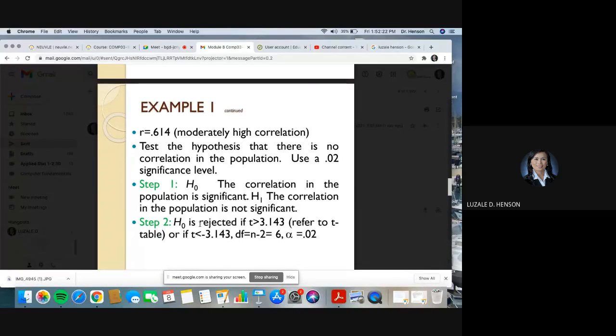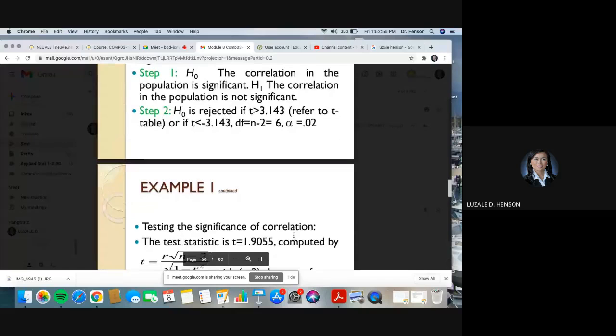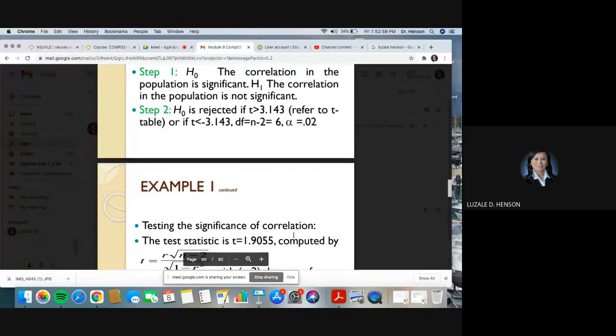The null will be rejected if your T is greater than 3.143. Where do we get this? You refer to the T table, the T test. Or if T is less than negative 3.143, with a DF of n minus 2, which is equal to 6 because 8 is our sample. So 8 minus 2 is 6, and alpha of 0.02. So you refer now to the T table. You can compare the T computed against the T tabulated. So this is the T tabulated.